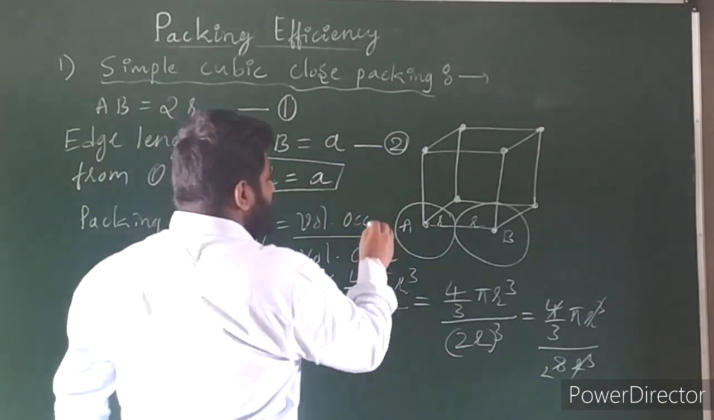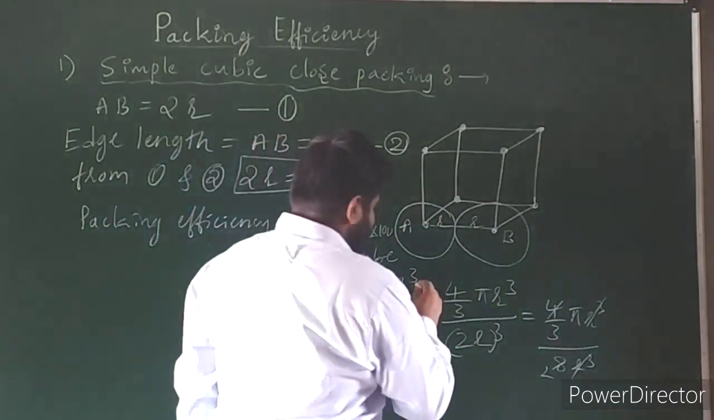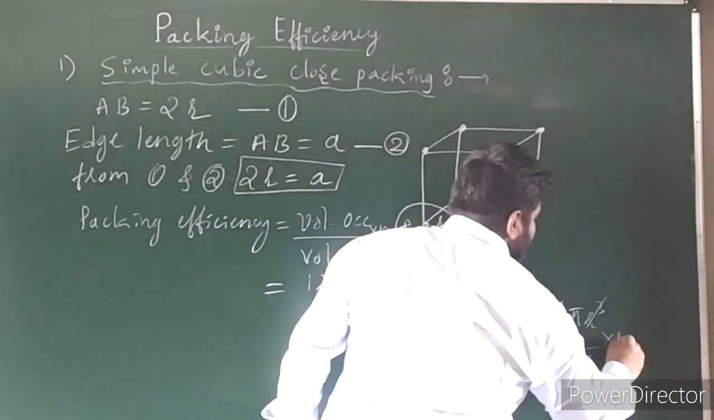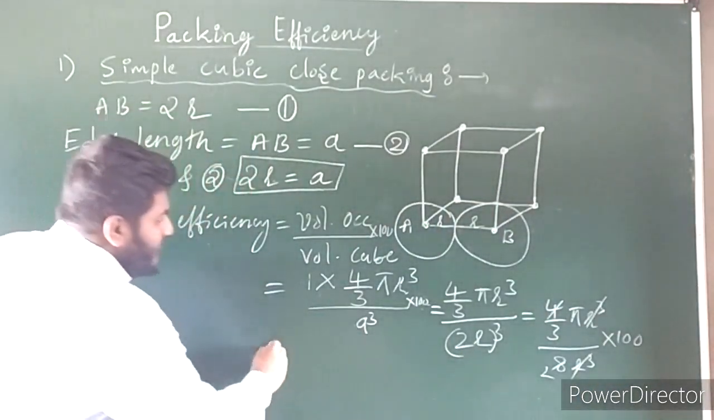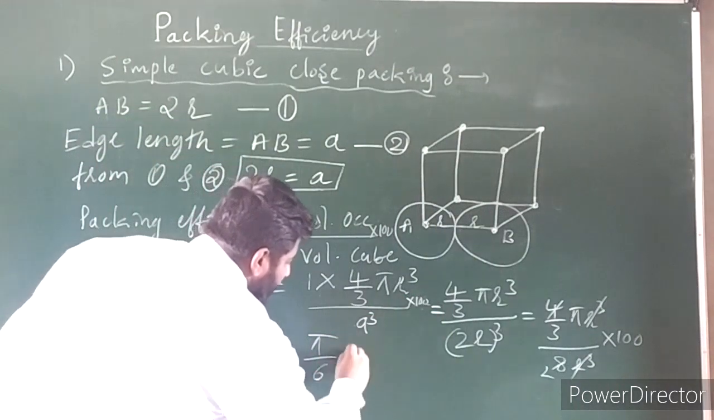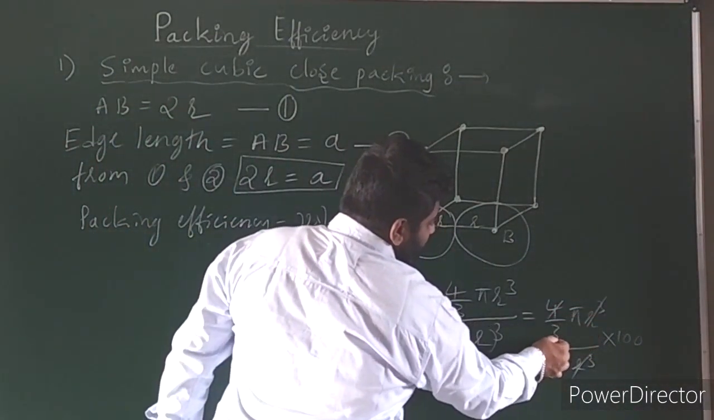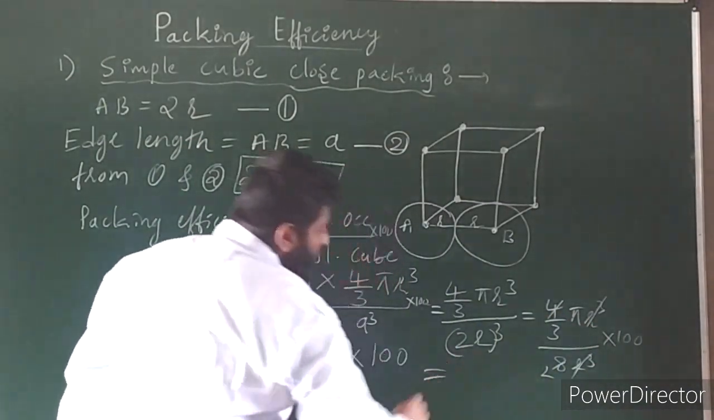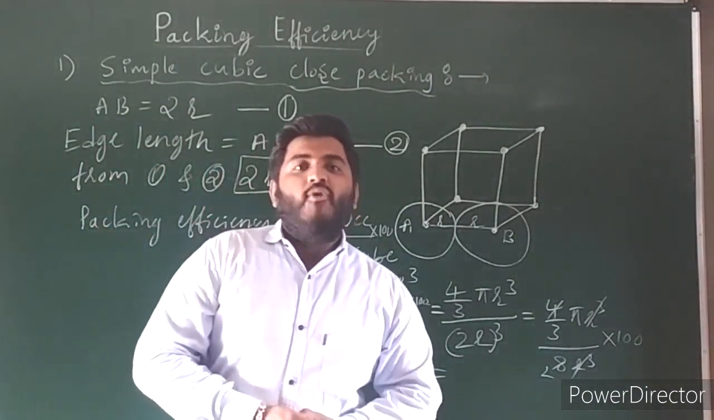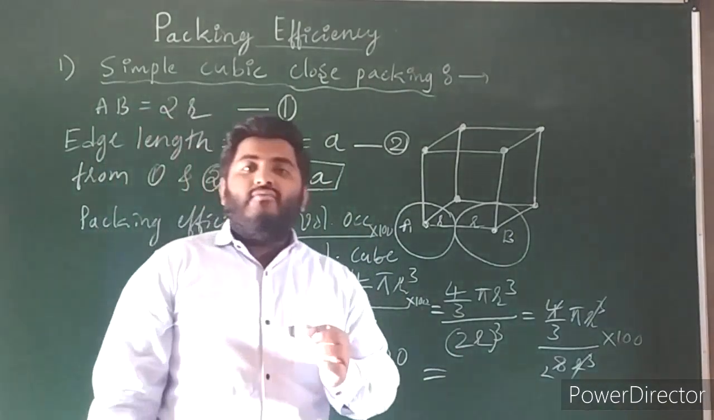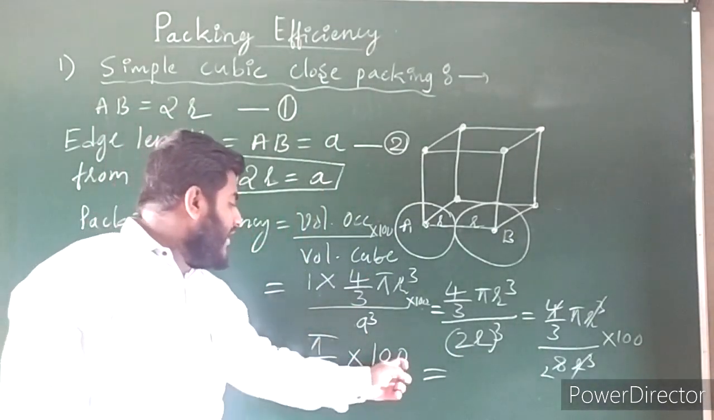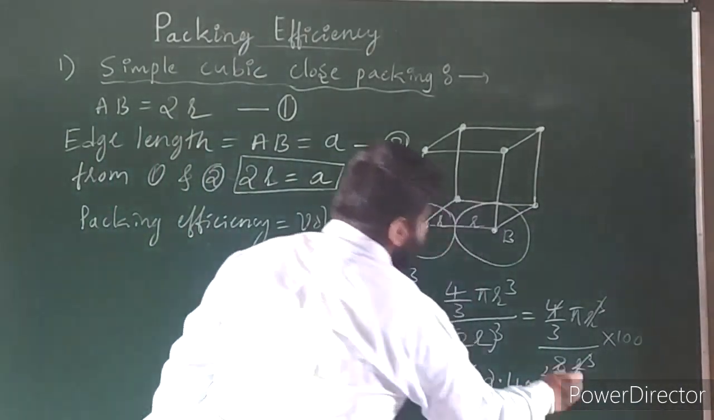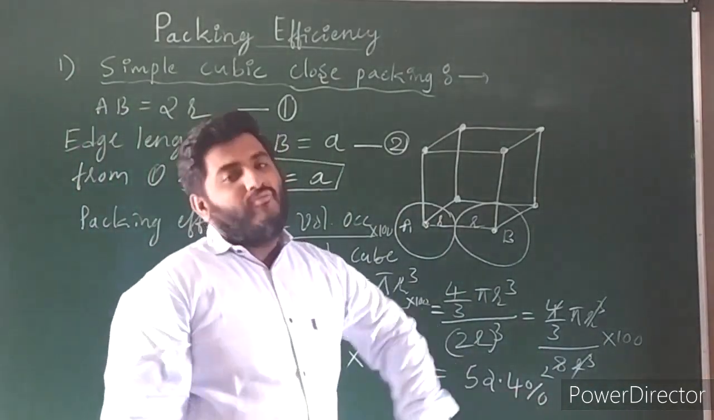Into 100 is also there, sorry, because we have to calculate the packing efficiency. So I will write here into 100 also. So finally we are getting pi by 6 into 100. Pi is there, 3 comes in the denominator, 3 into 2 is 6, into 100. When you put the pi value, do you know what the pi value is? 3.142. When you put 3.142 into 100 divided by 6, your answer is 52.4%. What is your answer, guys? 52.4% you are going to get.